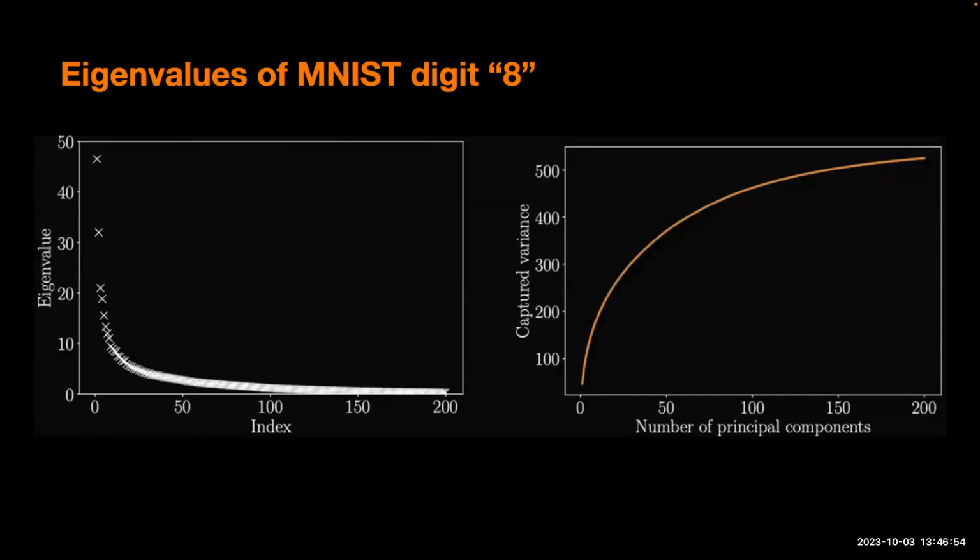Okay, so MNIST, right? If I take the digits of 8, just taking a subset of the images of 8, run the PCA, do the diagonalization, and calculate the cumulative sum of the eigenvalues, you will get something like this. This tells you that if I want to keep 50 dimensions out of the 784, I will capture about 70% of the variance. If I keep up to 100 vectors, then I will keep about 90% of the variance.